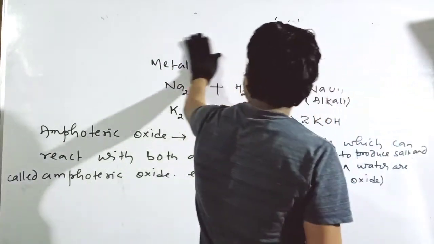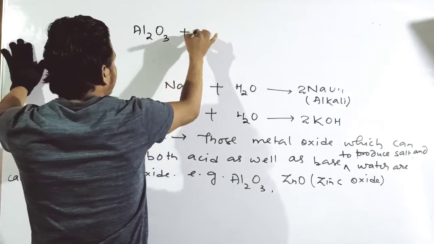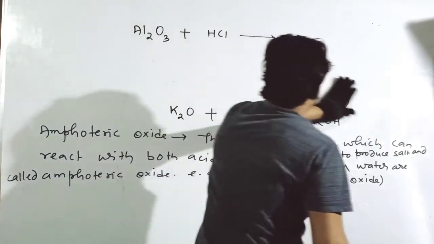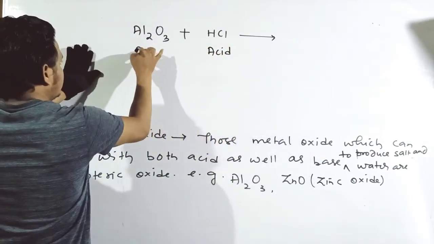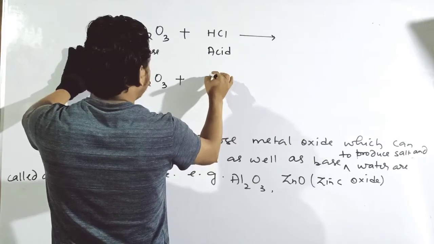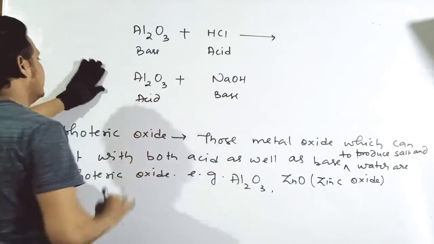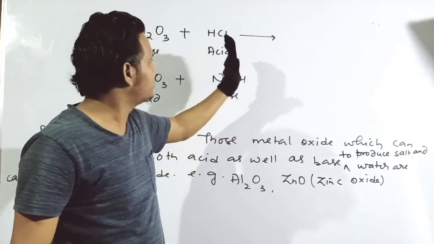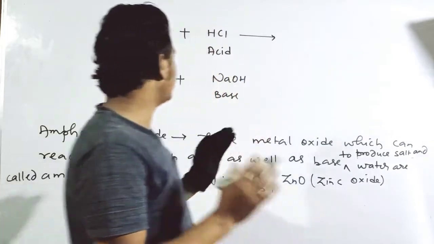Let us take the example, aluminium oxide, zinc oxide. Now the reaction. Aluminium oxide, Al2O3, if you react this with HCl, hydrochloric acid, which is an acid, this behaves as a base. And if it reacts with a base, like sodium hydroxide, then it will act as an acid. It can react both as an acid as well as a base. So acid plus base gives salt plus water. The product will be salt and water.